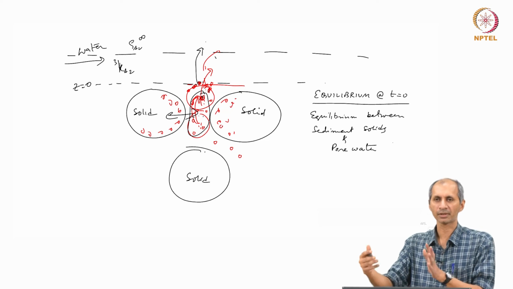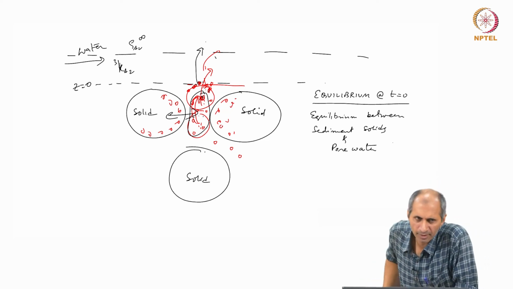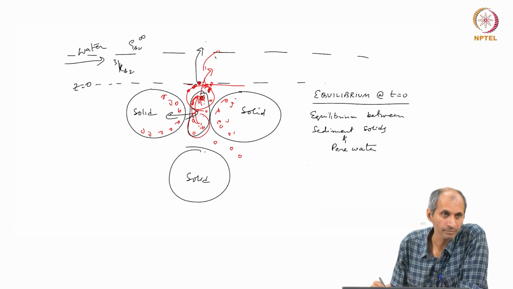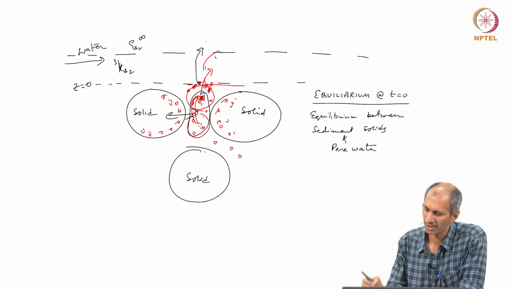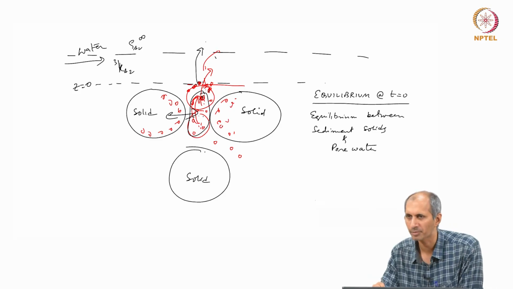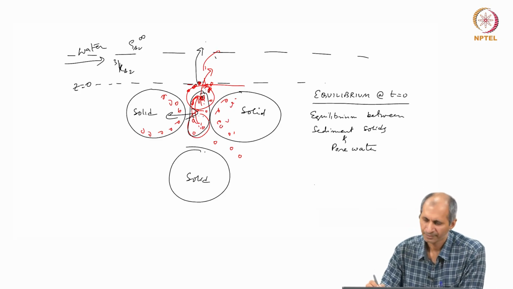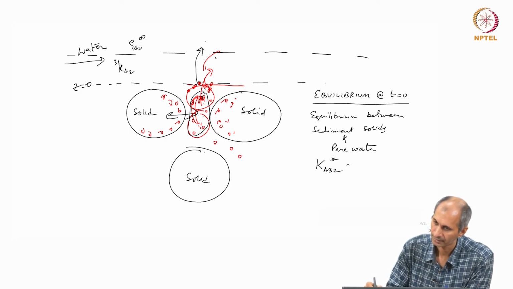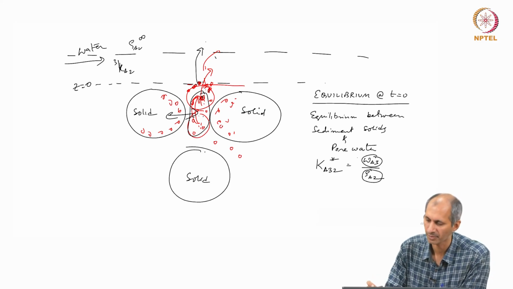What is the description of this equilibrium between sediment solids and pore water? How do we define this? How do we describe the equilibrium between solids, sediment and pore water? This K, where this is the concentration in the sediment and this is the concentration in the pore water. In that system, this is the equilibrium that we are talking about.